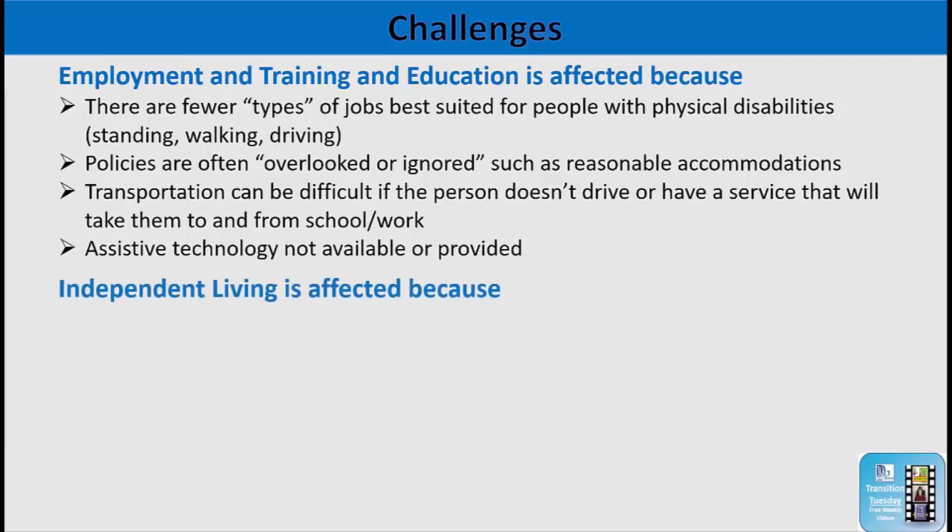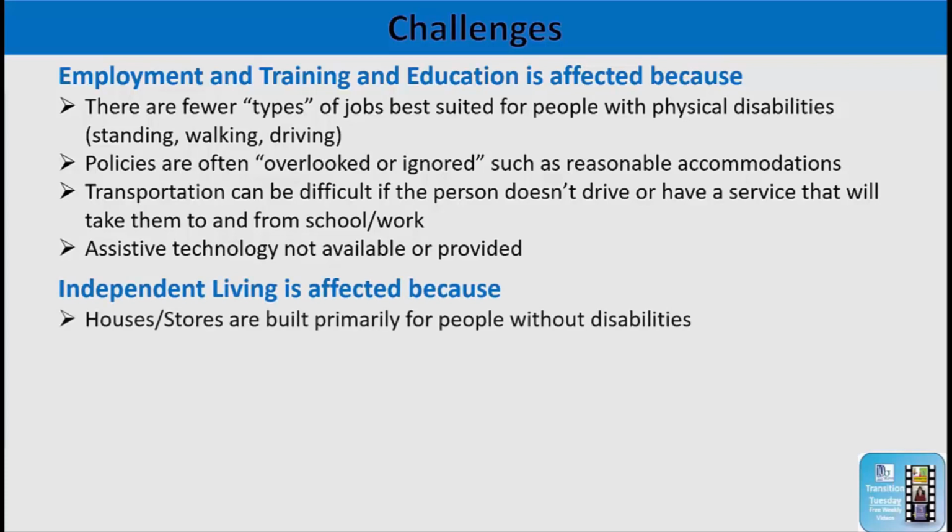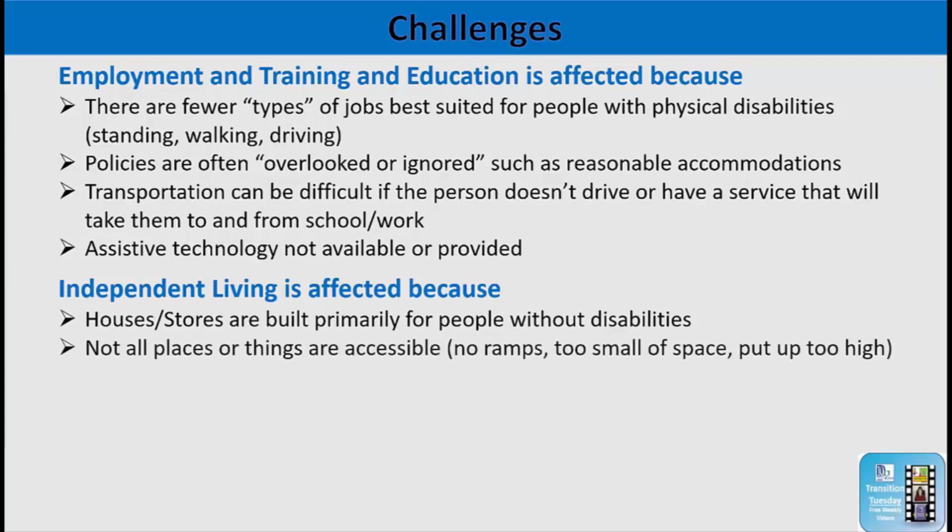Independent living is affected because houses and stores, for example, are built primarily for people without disabilities. Not all places or things are accessible. A building may not have ramps. The office or place the person is supposed to work may be too small of a space. Things may be put up too high, so the person with a physical disability cannot reach them.